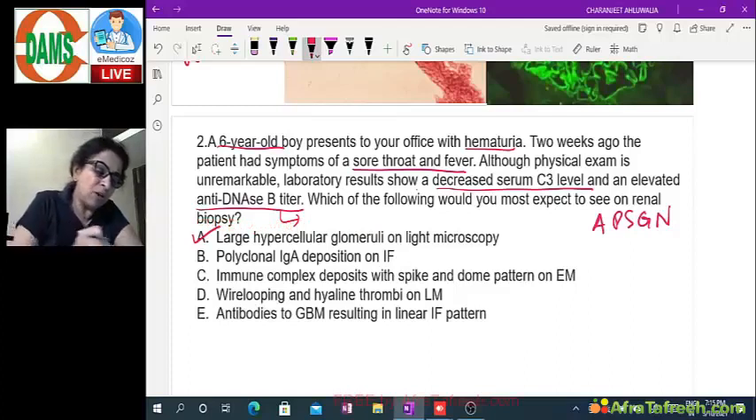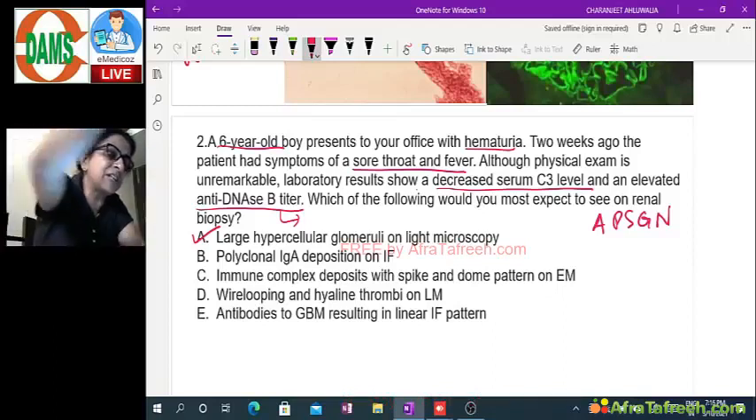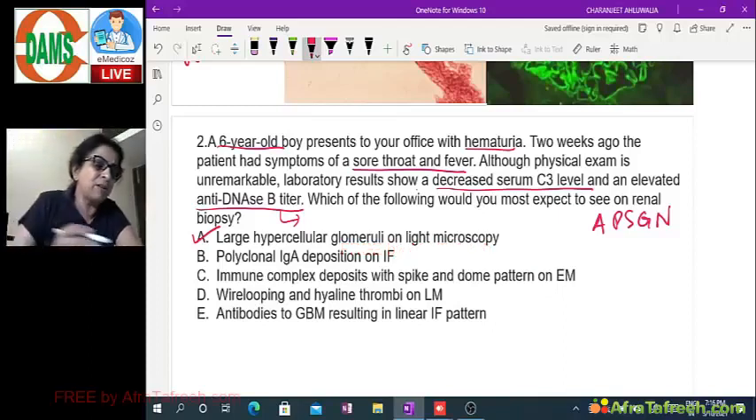In acute post streptococcal glomerulonephritis, the glomerulus is hypercellular. So large hypercellular glomeruli. Why are the glomeruli hypercellular? Because the endothelial cells are proliferating, the mesangial cells are proliferating, and neutrophils and monocytes are also coming in. So there is option B.